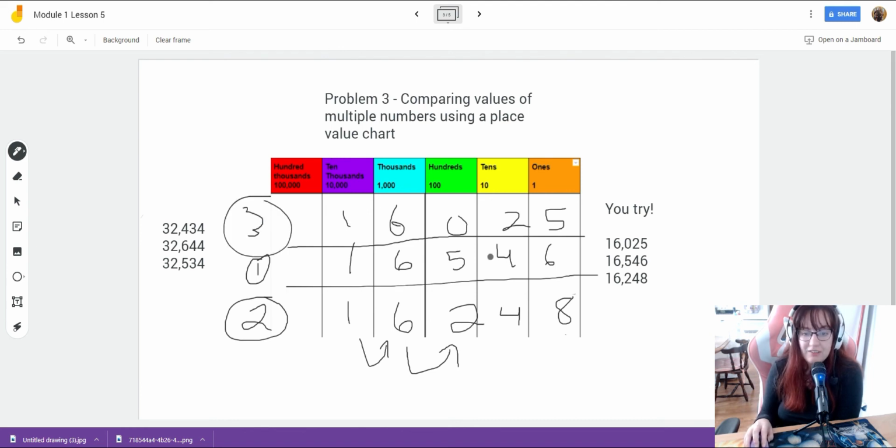So fourth grade, we have 16,546, then we have 16,248, and then we have 16,025 as our final answer. So you should have gotten them in this order. If you did not get them in this order, you may have either just flip-flopped the order, or you may have skipped a place value. So make sure you're always going one place value at a time when you are comparing.